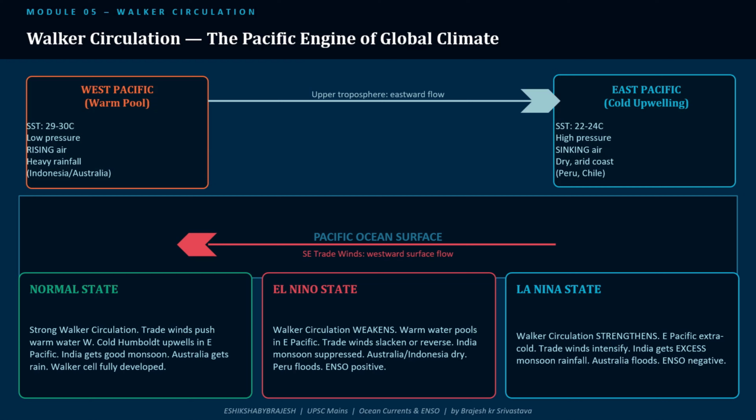Now look at the three states at the bottom of the screen. Normal state: Walker circulation fully developed. Trade winds push warm water west. Cold Humboldt upwells in the East Pacific. India gets a normal to good monsoon.